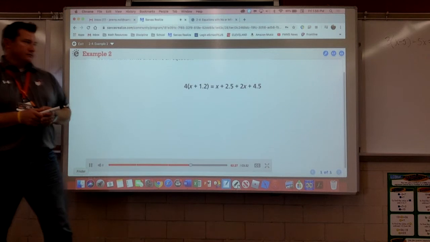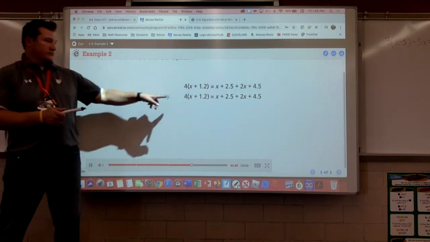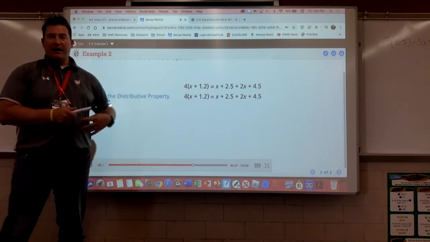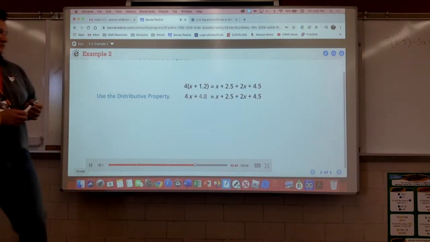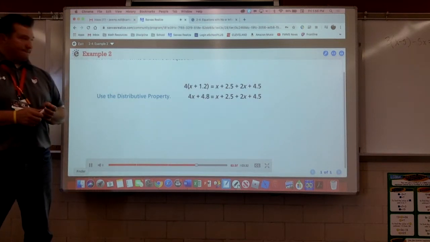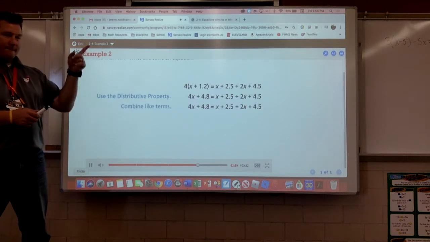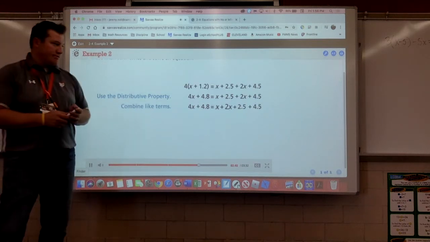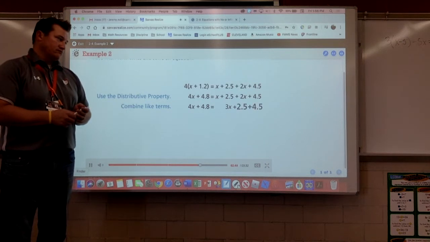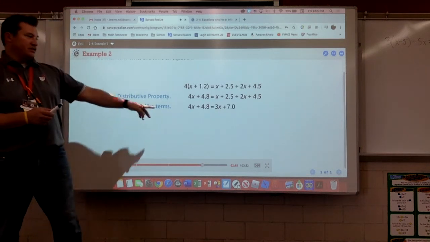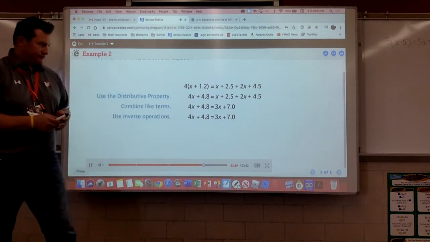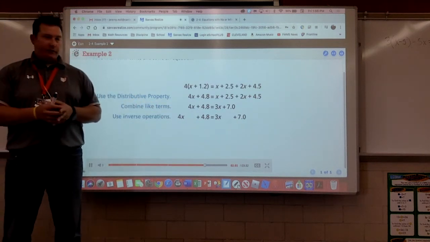To solve the equation, begin by using the distributive property to remove the parentheses. Distribute. Combine like terms. The expression on the left side becomes 4x plus 4 8/10. Yep. Next, combine like terms on the right side of the equation. The expression becomes 3x plus 7 0/10. Now we can use inverse operations to continue combining like terms. We should be good to go from here, folks.